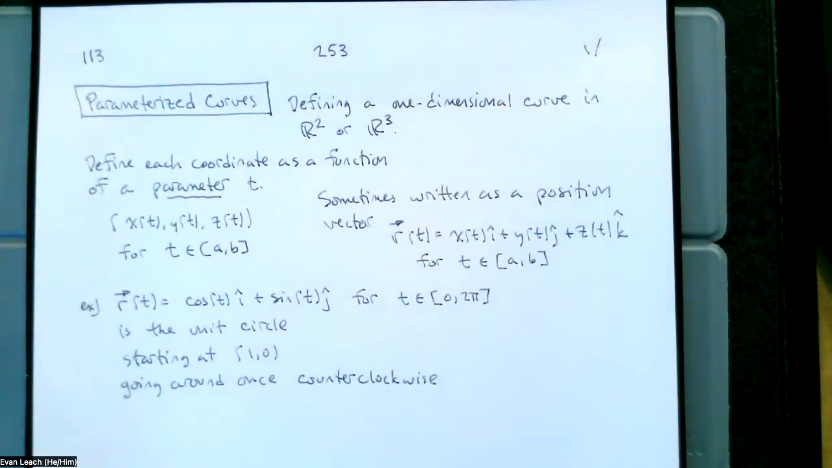So for example, yesterday we looked at the unit circle. Very popular one to look at. Here, a position vector could be cosine of t i and sine of t j. This produced a unit circle for t between 0 and 2 pi. This produced a unit circle, starting at (1, 0), going around once counterclockwise.